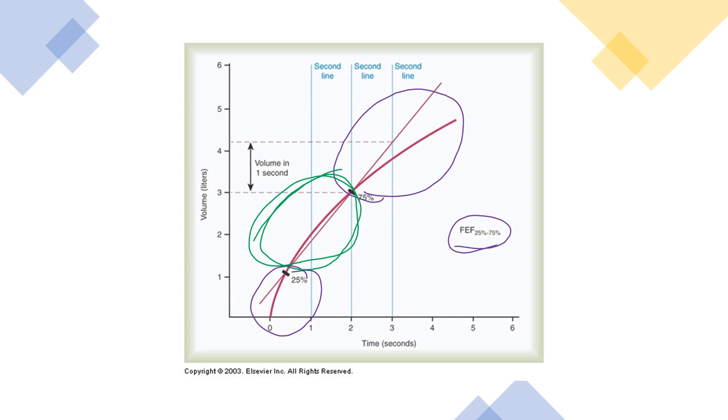Hopefully this picture helps you out. We take the first quarter of the breath that they breathed out. Not going to look at that. We take the last quarter. We're not going to look at that. We're just going to look at that middle 50%. That'll tell us about medium to small airways.